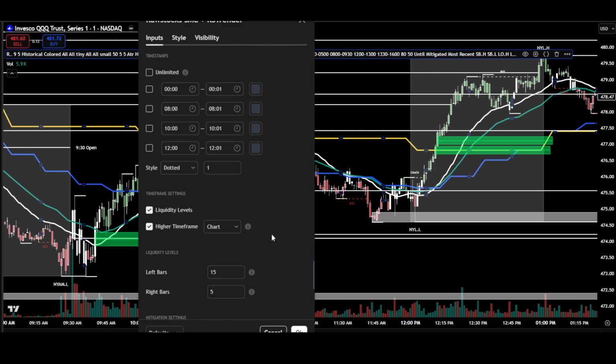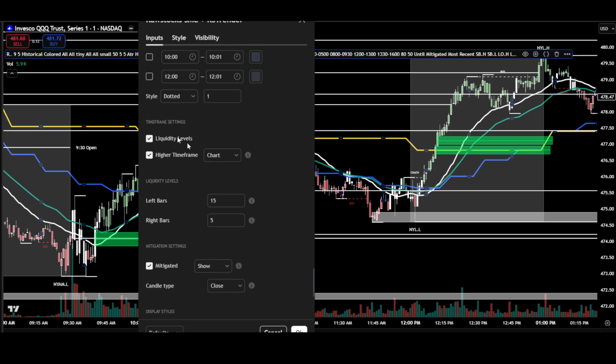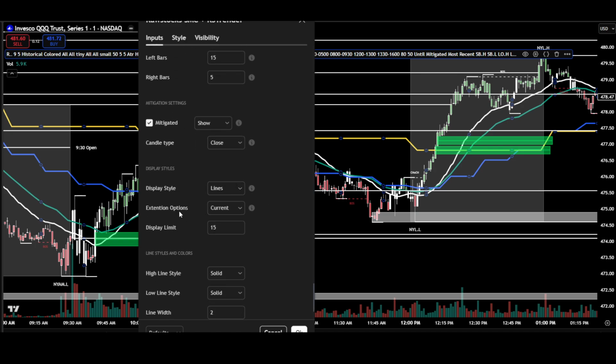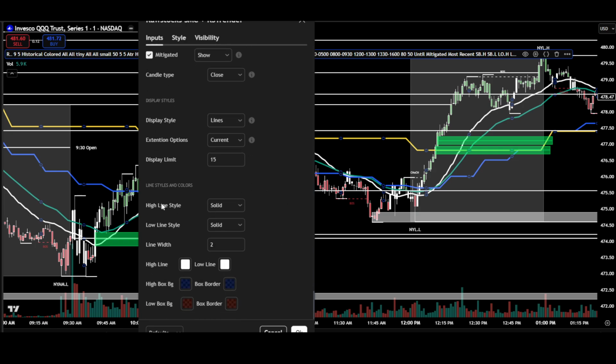Timestamps, I don't have anything on the timestamps. And then we go into the liquidity level section of the indicator. I have liquidity levels on, high time frame chart, left bars 15, right bars 5, checkbox mitigated show, candle type close, display style lines, extension options current, display limits 15, line styles solid, low line, high line solid, width 2. High line, low line are both white, a high box BG blue, low box red. I don't use the boxes though. So those are the settings, right? And then I have those saved as my default settings.